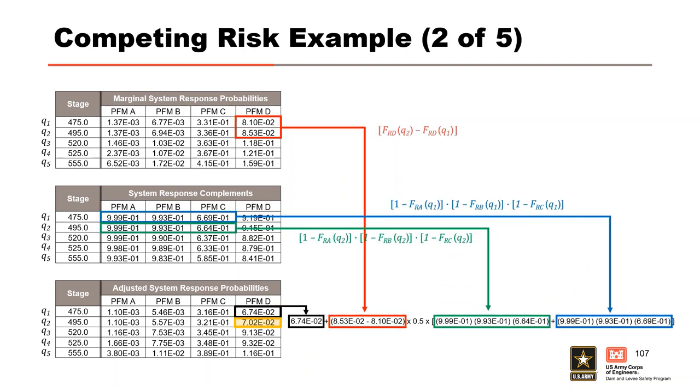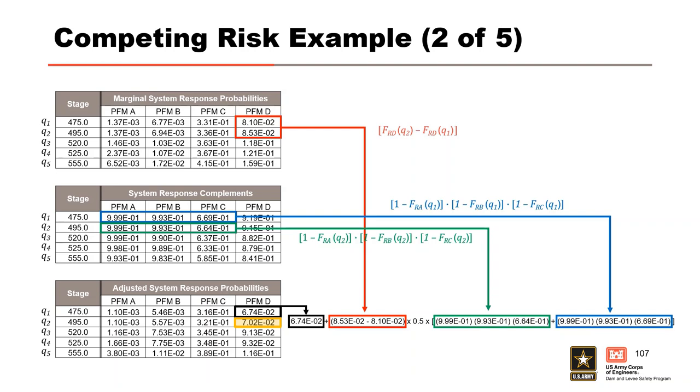For Q2, we follow the same procedure, but everything shifts down a row. We will take the system response for failure mode D at Q2 minus the system response for failure mode D at Q1, as shown in the red box, times 0.5 times the quantity of the survival function of the other failure modes at Q2 in the green box, plus the survival function at Q1 in the blue box.